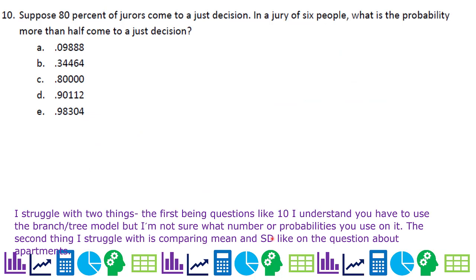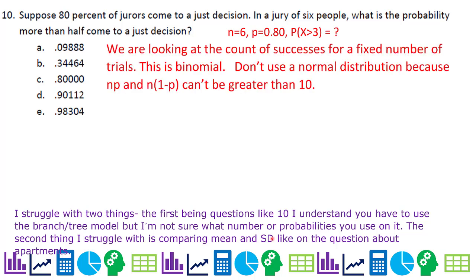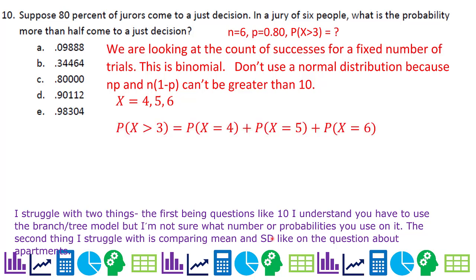Number 10. Suppose 80% of jurors come to a just decision. In a jury of 6 people, what is the probability more than half come to a just decision? Well, more than half means that x is greater than 3, right? We know n is 6, p is 0.8, and x is greater than 3. So we're looking at the count of successes for a fixed number of trials. This is binomial, not geometric. We can't use a normal distribution because np and n times 1 minus p can't both be at least 10. Our total is 6. And the outcomes we're looking at are 4, 5, and 6. So we have to calculate those probabilities.